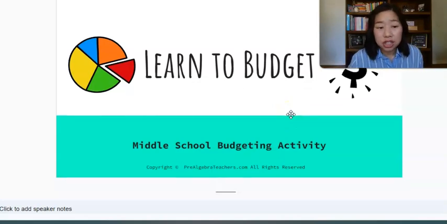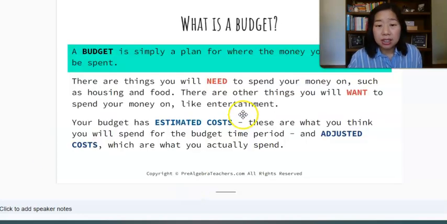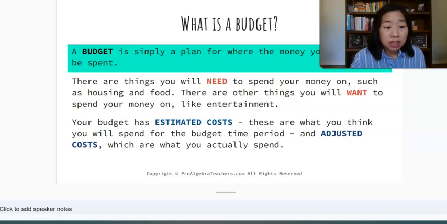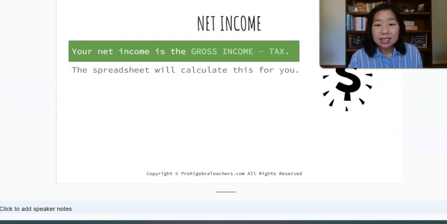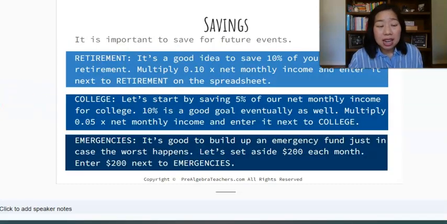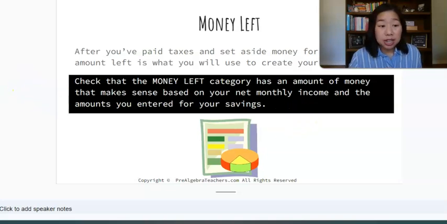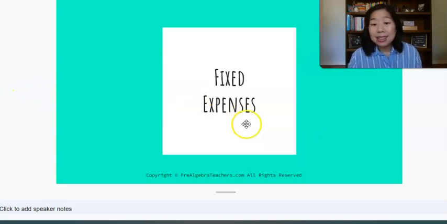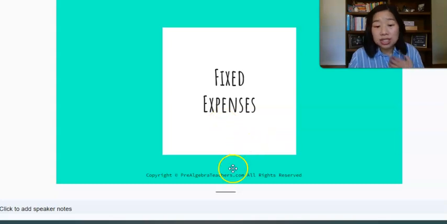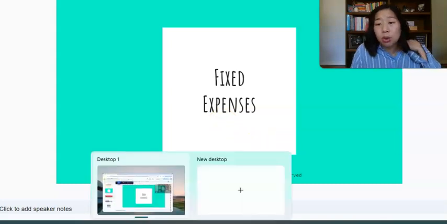So this is my exact budgeting activity. It's actually quite a big activity, so I can't go through all the slides, but I can give you the gist. Students will learn exactly what a budget is. We talk about needs, we talk about wants, estimated costs for things, we talk about income tax, net income, savings, and then how much money we have left over. In this project, this is all one project, so you can see it is quite big, but we don't do this on one day.